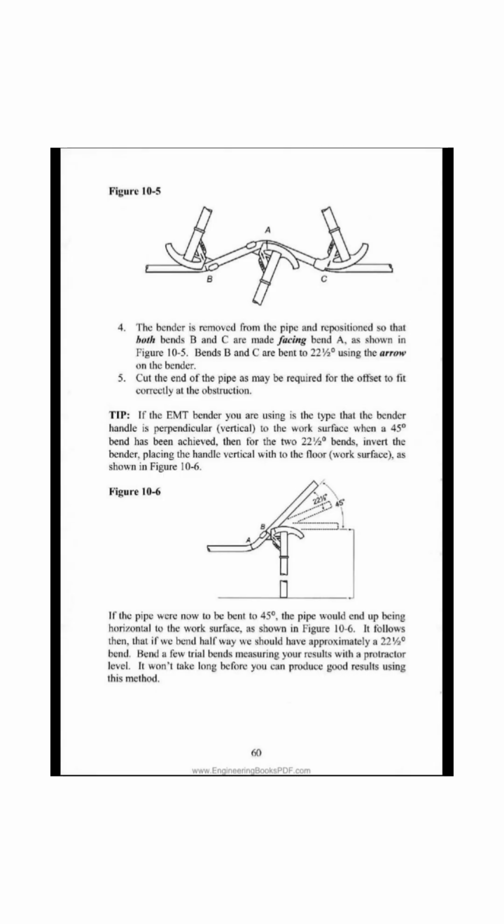Tip: if the EMT bender you are using is the type where the bender handle is perpendicular, vertical, to the work surface when a 45 degrees bend has been achieved, then for the two 22.5 degrees bends, invert the bender, placing the handle vertical with the floor, work surface, as shown in figure 10-6. If the pipe were now to be bent to 45 degrees, the pipe would end up being horizontal to the work surface, as shown in figure 10-6. It follows then, that if we bend halfway we should have approximately a 22.5 degrees bend. Bend a few trial bends measuring your results with a protractor level. It won't take long before you can produce good results using this method.